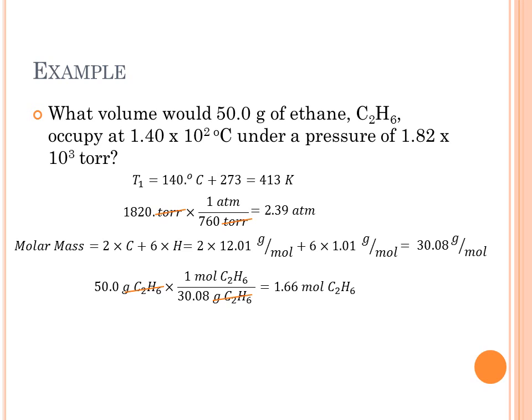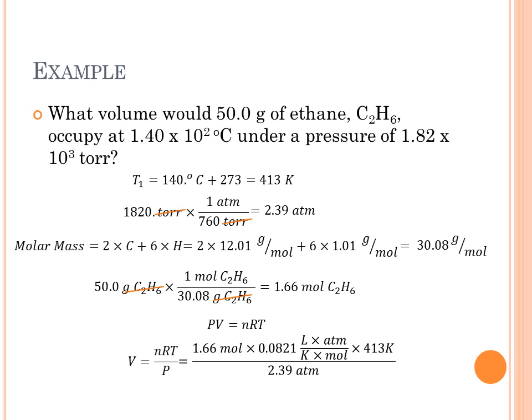Now we're good to go for our ideal gas equation. We're going to use PV equals nRT, solved for volume since that's what the problem is asking for. So V is equal to nRT divided by P. Now we plug in all the things we just converted: 1.66 moles times 0.0821 liter atm per Kelvin mole times 413 Kelvin divided by 2.39 atm. Everything but the liters cancels, and we get 2.36 liters of ethane gas.